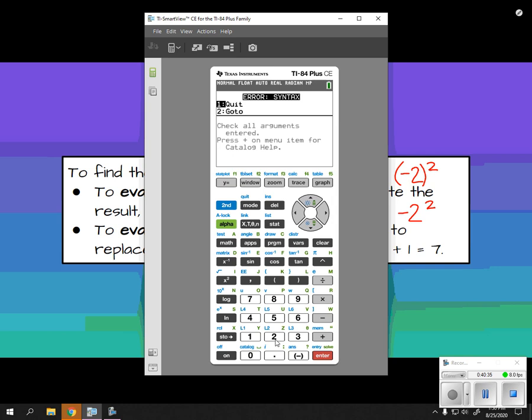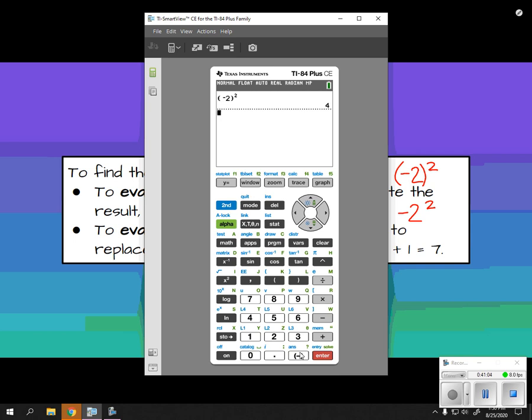So if I hit 2nd Enter, it'll allow me to change that. I don't want the subtraction, I want the negative. So the negative is down next to the enter, and if you get that syntax error, you might want to double check that. So if I do -2 in parentheses squared, I get 4.